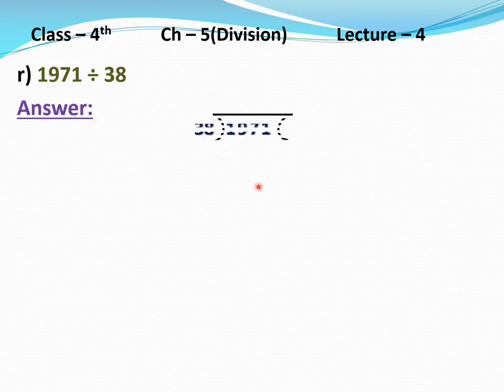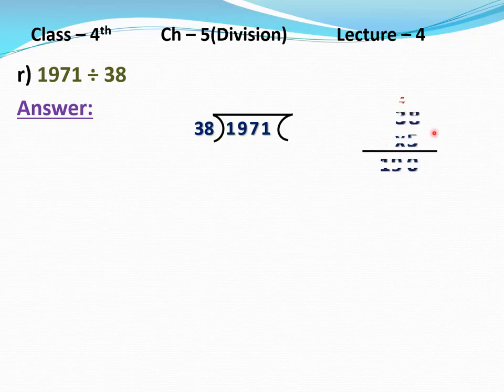Write down the answer. Make a sign like this. Write 38 here and write 1971 here. Now see, 38 is a 2-digit divisor. So we will take only the first two numbers in the dividend, that is 19. But 19 is less than 38. So we will take one more number, that is 7. The number will be 197. Now multiply this 38 by a number so that it is equal to 197 or less than 197. It should not be greater than 197.